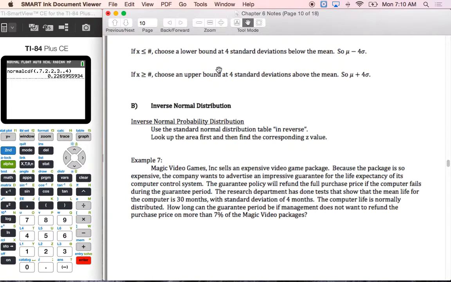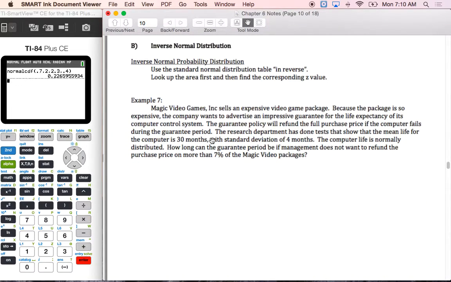The other part of this section is when we work backwards. So here what you're going to get is a percent. Then you're going to have to turn it into a probability. Then you're going to look for the probability inside the table. You're going to find the Z that goes with that probability. Then you're going to find the X. So we're working backwards from what we just did.